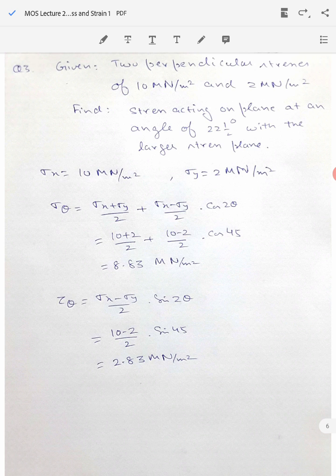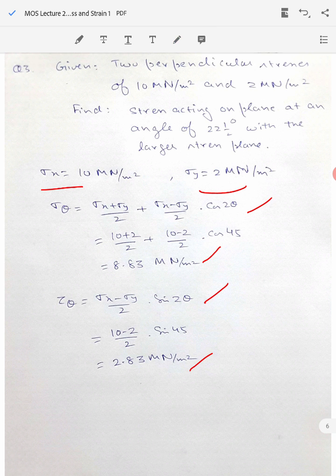You just need to define sigma x and sigma y as 10 and 2, and simply use the formulas of sigma theta and tau theta which we have just derived. So you just write down these formulas, substitute the values of sigma x and sigma y, and compute the values of sigma theta and tau theta. Mind it, here both the normal stresses are of the same nature. They both are tensile in nature, sigma x and sigma y.